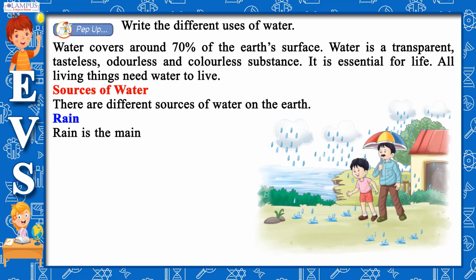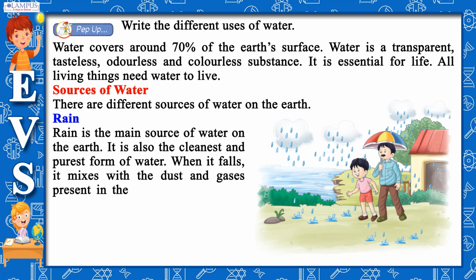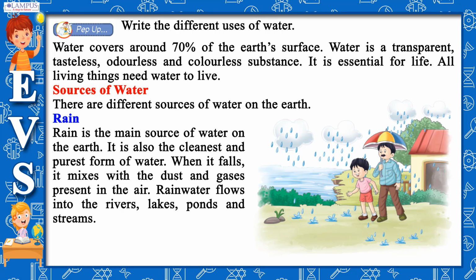Rain. Rain is the main source of water on the earth. It is also the cleanest and purest form of water. When it falls, it mixes with the dust and gases present in the air. Rainwater flows into the rivers, lakes, ponds and streams.